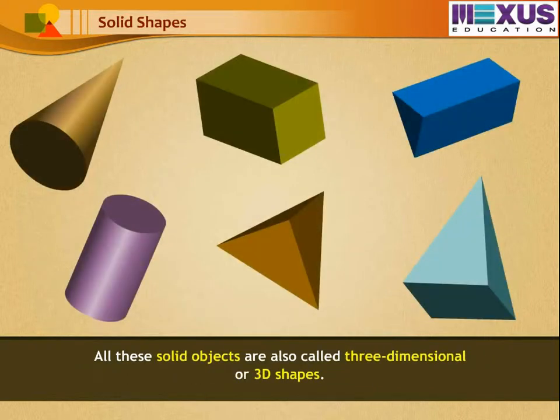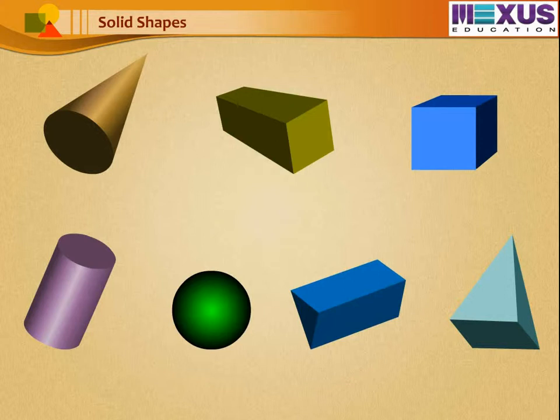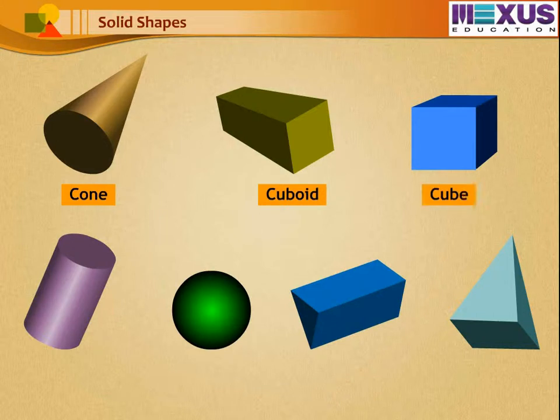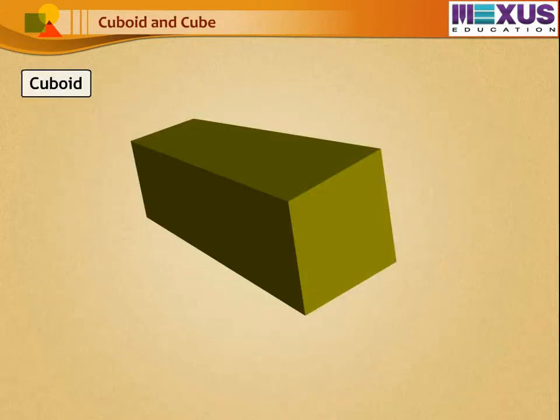All these solid objects are also called three-dimensional or 3D shapes because all occupy space and have three dimensions: width, depth, and height. Let us learn about three-dimensional shapes, that is, solid shapes like cone, cuboid, cube, cylinder, sphere, prism, and pyramid. Cuboids are very common in our world.